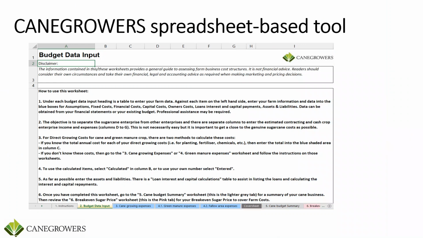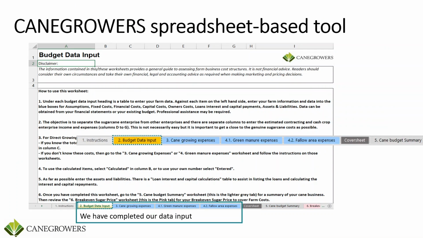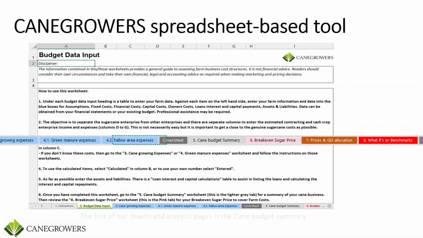In the previous tutorial, we had completed entry of our data into Sheet 2 Budget Data Input. We looked at the supporting calculator sheets which helped estimate the costs of some of the key inputs. For this tutorial, we start from the point where we have completed all of the necessary data input. Our focus will now move to the interpretation of results.